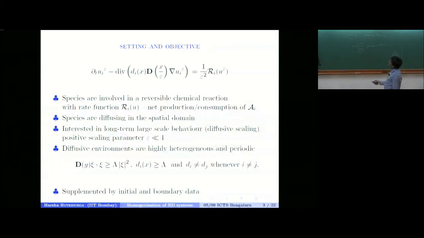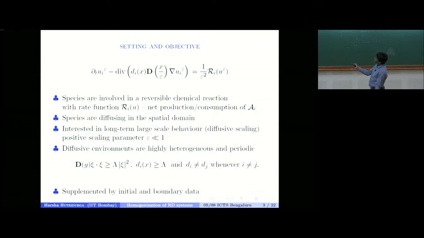Okay. So this is the equation. It's similar to what was presented this morning and also earlier. A parabolic equation, and there is this 1 over epsilon square term. Just keep this in mind. This is because of the scaling. Of course, you want to now let epsilon go to 0 and find the equations.